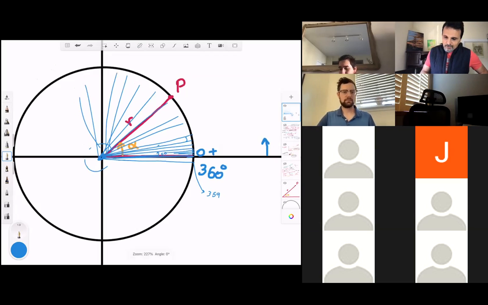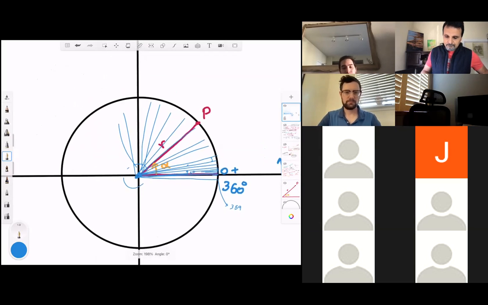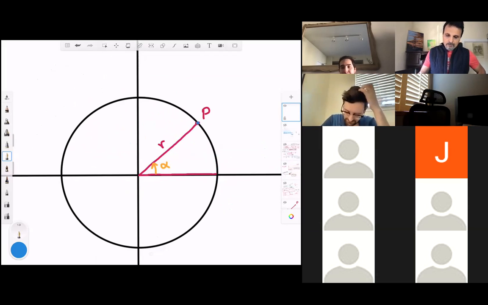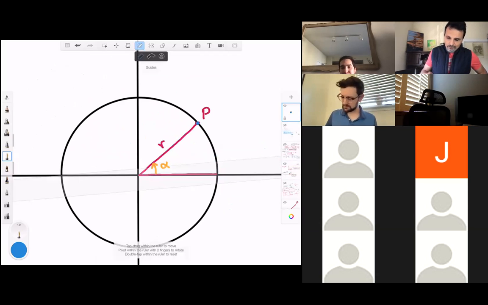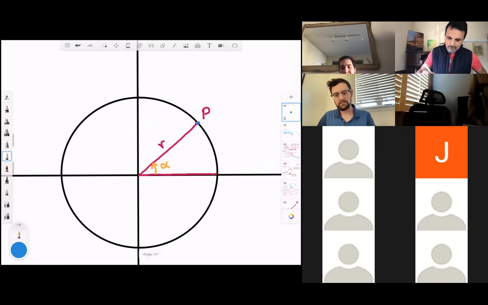So now the question is, let's say we have a point, like point P, correct? Point P looks like exactly 41 degrees. So this is 41 degrees.